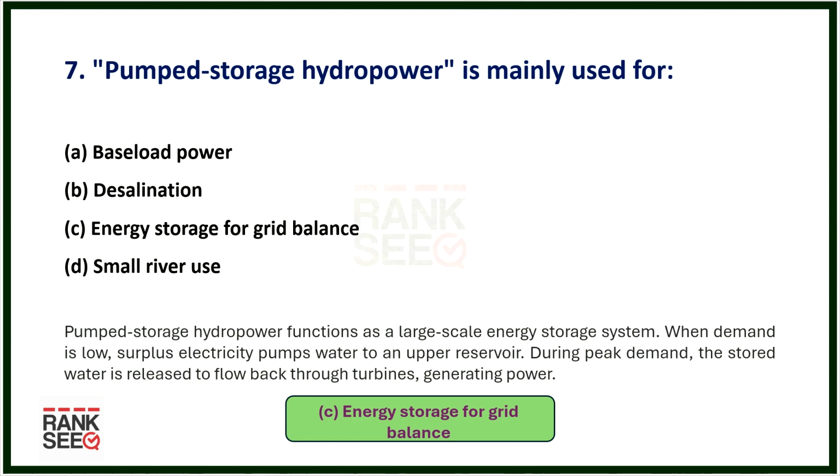When demand is low, surplus electricity pumps water to an upper reservoir. During peak demand, the stored water is released to flow back through turbines, generating power. This process stabilizes the grid, integrates variable renewables like wind and solar, and ensures supply matches demand. It is the most widely used form of grid-scale electricity storage worldwide.